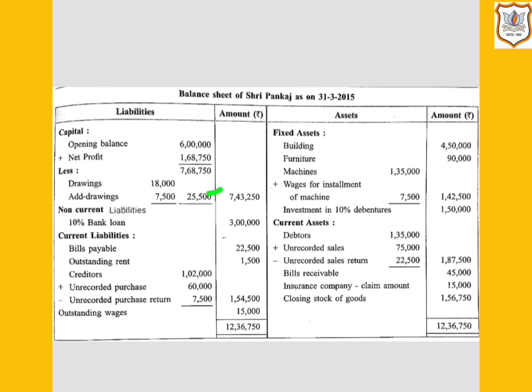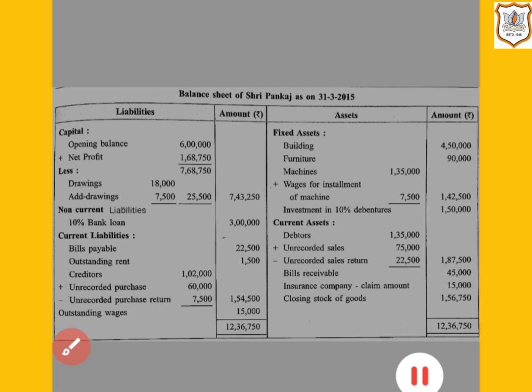Last adjustment, labor charges for installation of machinery, rupees 7,500, wrongly debited to labor charges. See, this is an expense incurred on the purchase of an asset. And we have already studied that all expenses incurred on the purchase of an asset increase the cost of the asset and are debited to the particular asset account and not to an expense account. So here we will add it to machine. The amount of machine given is 1,35,000 and wages for installation of machine is 7,500. We will add it. So here our final amount of machinery is 1,42,500.